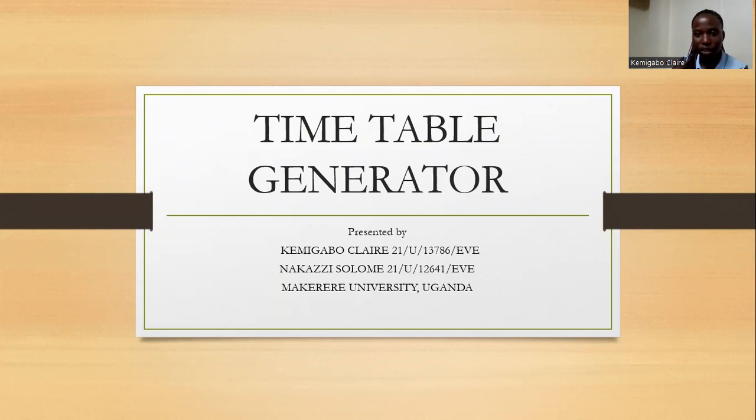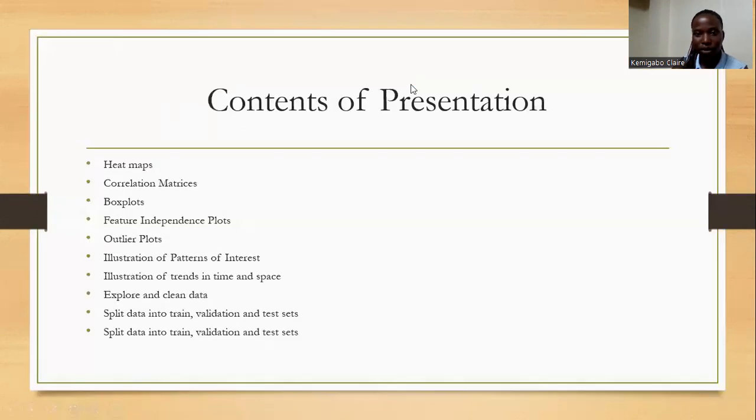I'll start with the contents of the presentation. It's actually going to be a short video and I'll talk about heat maps, correlation matrix, box plots, feature independence plots, outliers, illustration of patterns of interest, illustration of trends in time and space, clean data, split the data, train it, and more of that. So allow me to take you through.